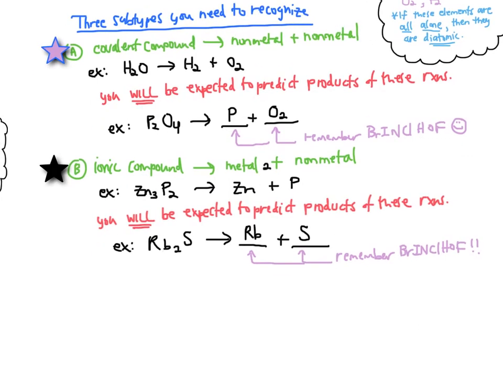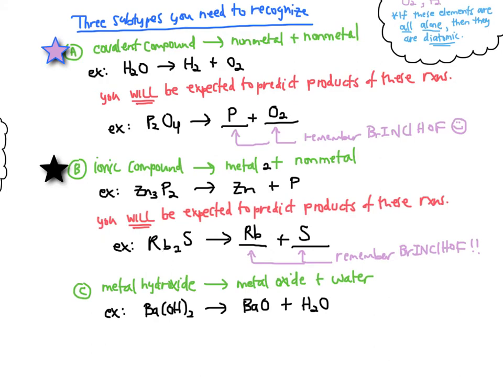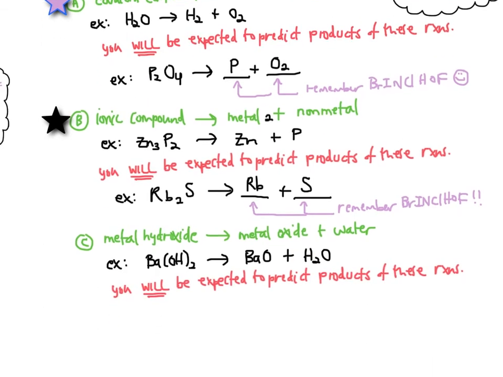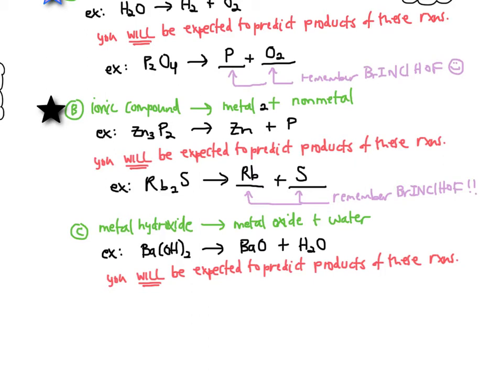All right, let's do the last one. So the last subtype of decomposition reaction is again the opposite of what we learned for combination or synthesis reactions. A metal hydroxide will break back down into a metal oxide and water. For example, barium hydroxide, you can decompose it into barium oxide and water. You, of course, will be expected to predict the products of a reaction like this, so let's do an example.